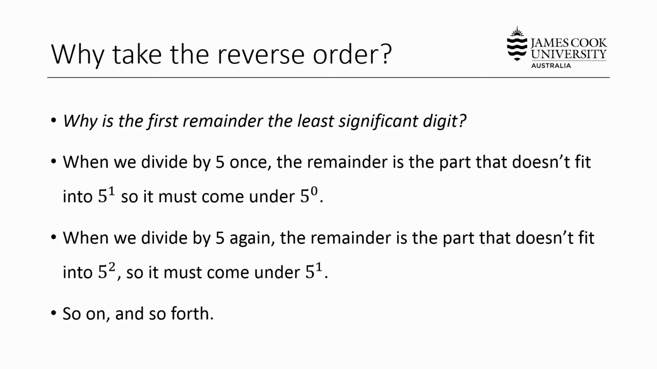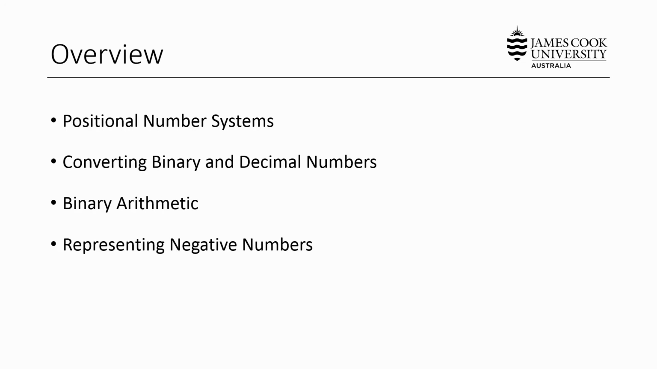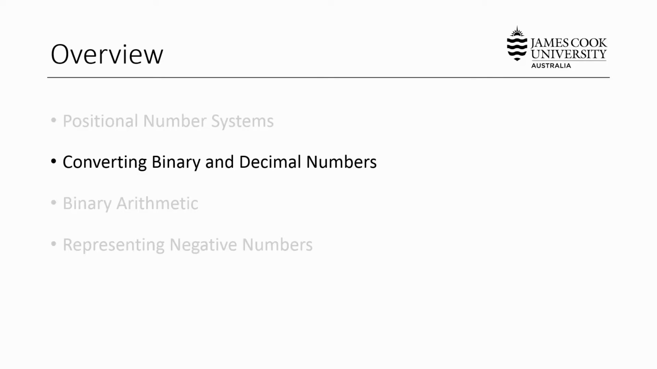Similarly, when you divide by 5 again, the remainder is the part of the number that doesn't fit into 25, or 5 squared. And as a result, it must come under the significant digit 1 next to it. And so on and so forth. That's how that process actually works. So that's positional number systems. Now we'll look in more detail at binary and decimal, because those are probably the most important conversions that we have to make.